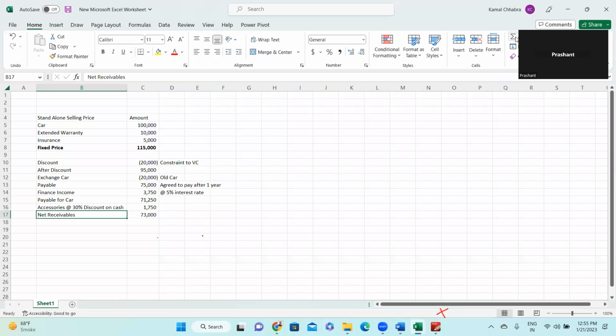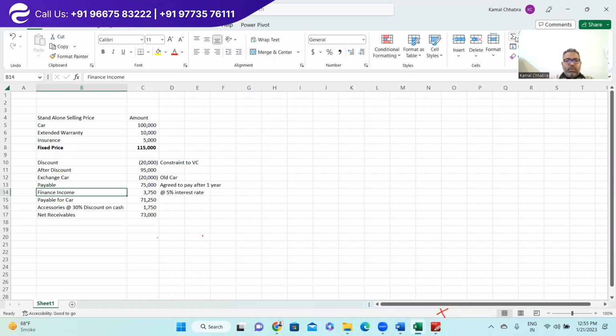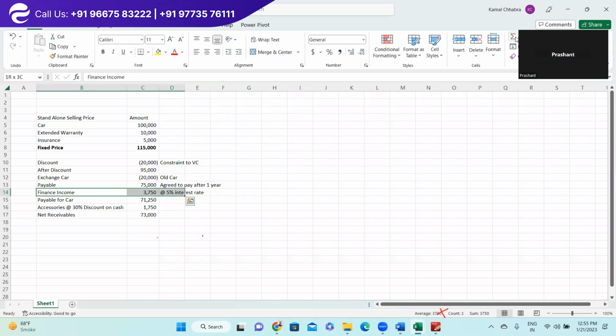Sir, we are financing the car ourselves, right? Yes. So the price of the car is 75,000, right? Including all those things like insurance, extended warranty, and we will be financing this 75,000 with 5% interest rate. So why are we deducting 3,750 from 75,000? That will go into finance income. We are not deducting. So that needs to be accounted for in a separate account, not in the sales account.